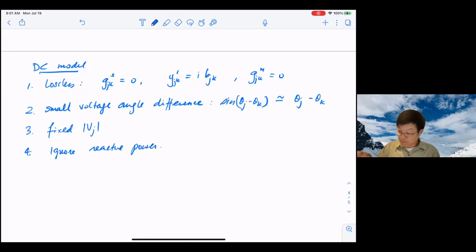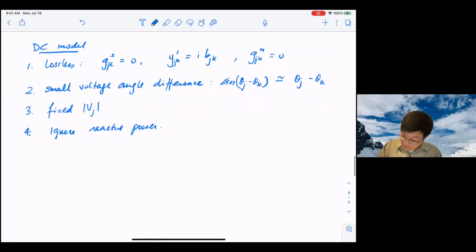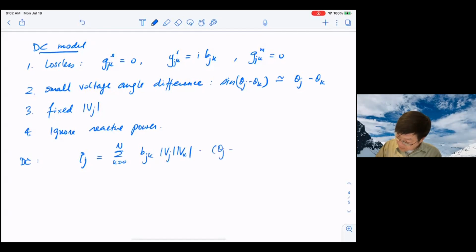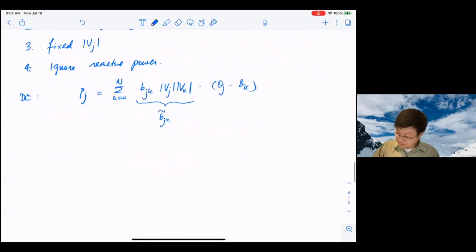Okay. As a result, if we make these assumptions in the polar form power flow equations that we saw earlier, then we get the linear power flow equation that involves only the real power, Pj, and theta j. So the other two variables, the reactive power Qj, we ignore, and also the Vj magnitude, which are constant. And therefore, in DC power flow, the variables are Pj and theta j, and it is this Vj, Vk, which are constant, times theta j minus theta k. Right? So this is a constant. Let's call this Bjk tilde. And therefore, this is a linear equation.